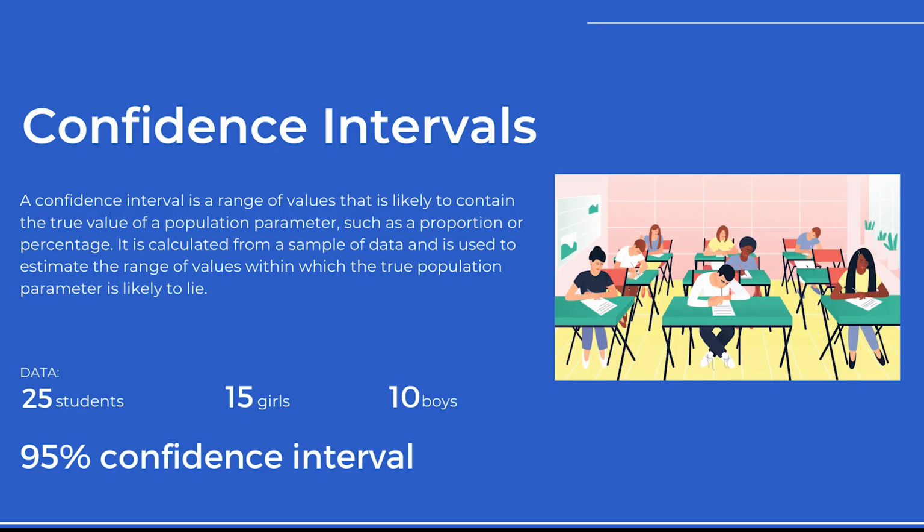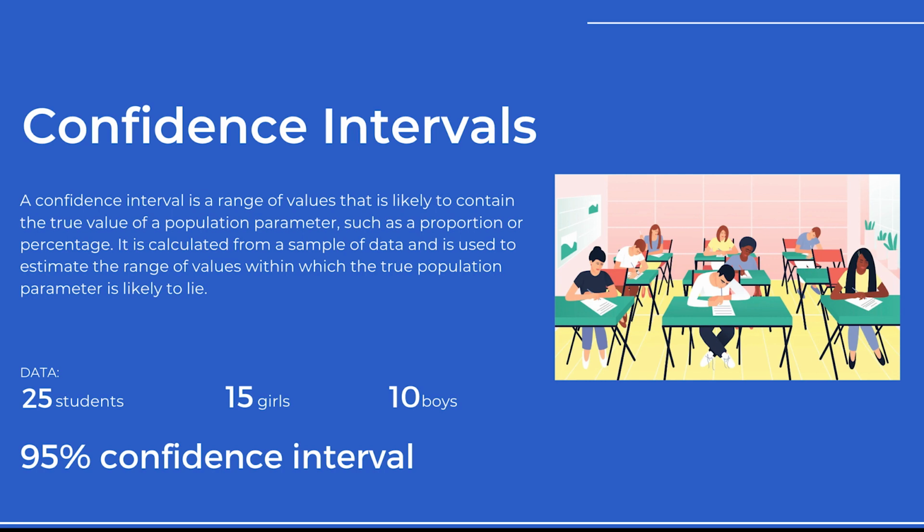This slide is discussing what a confidence interval is and then gives an example of how it can be used. A confidence interval is a range of values that we calculate from a sample of data, and it is used to estimate the range of values within which the true population parameter is likely to lie. In other words, it gives us an idea of how accurate our estimate of the population parameter is likely to be based on the data we have.